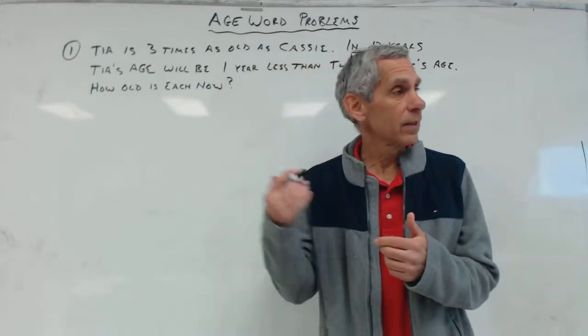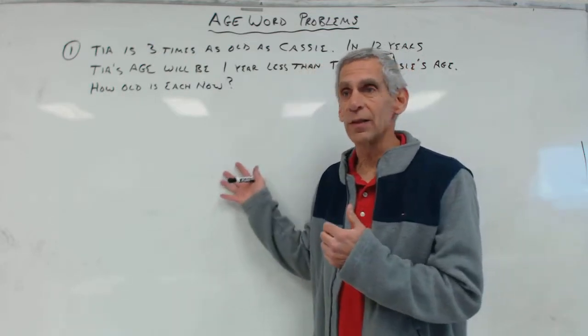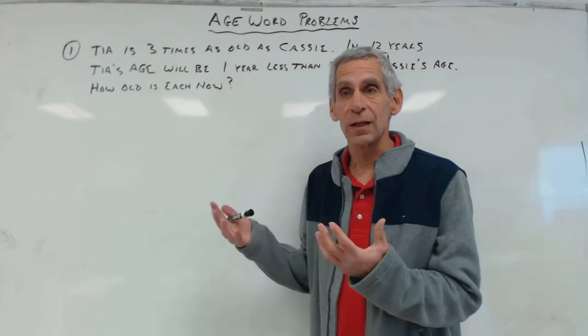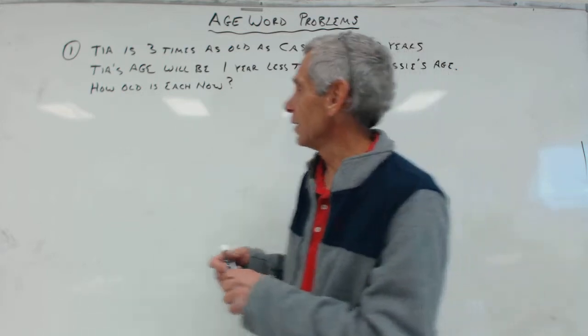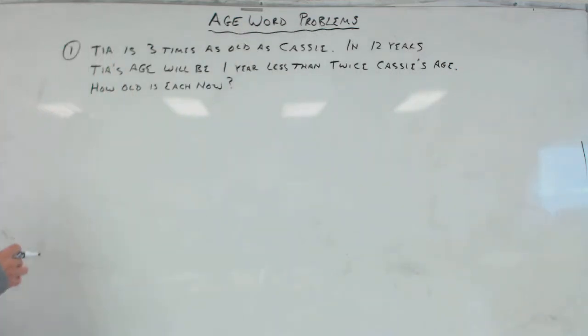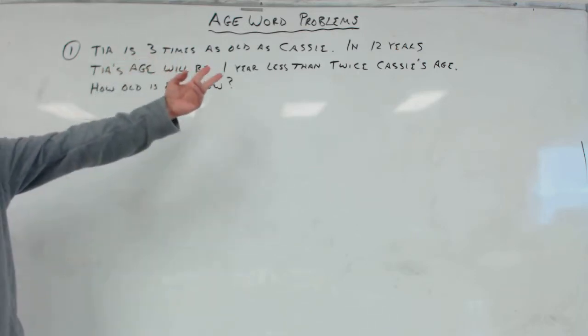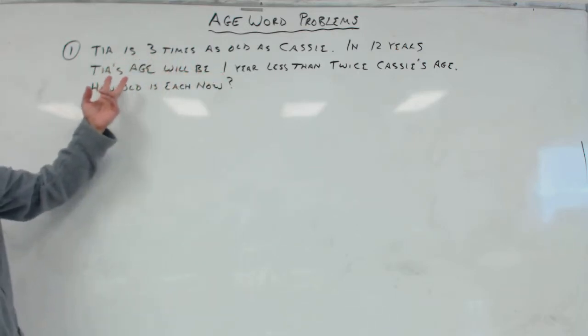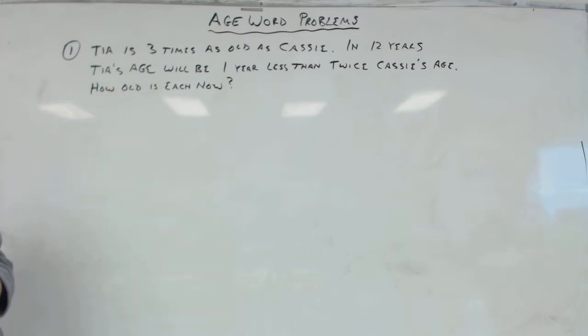To me, I love doing this method because it feels like magic. And you'll see why in a second. Basically, it says Tia is 3 times as old as Cassie. Then it says in 12 years, Tia's age will be 1 year less than twice Cassie's age. How old is each now?